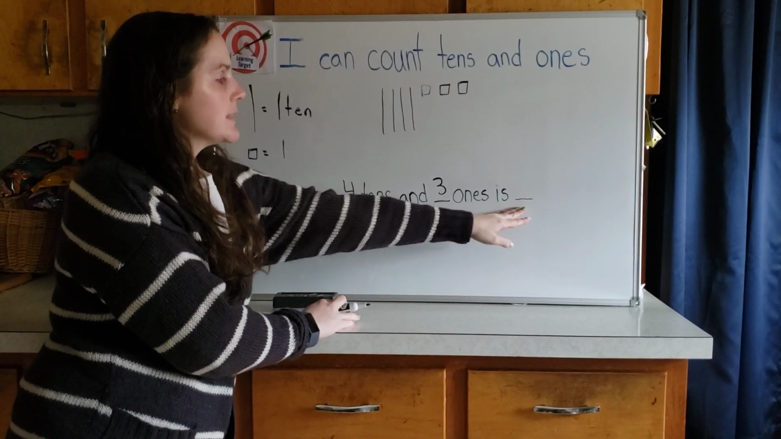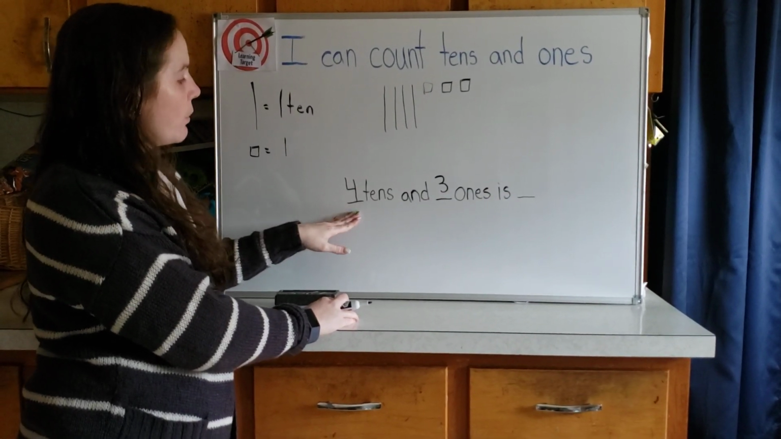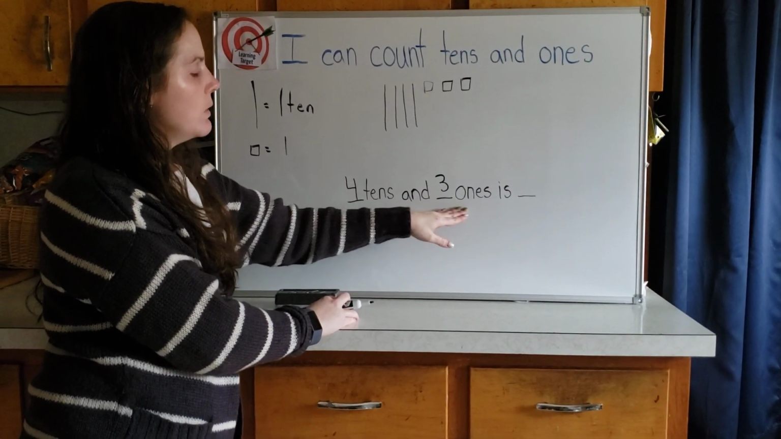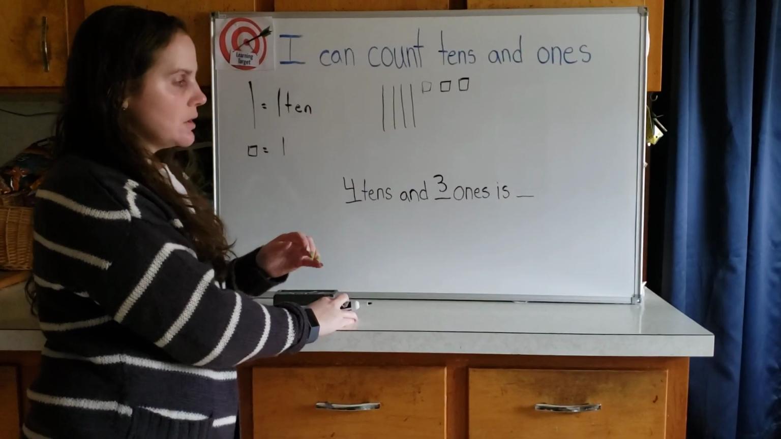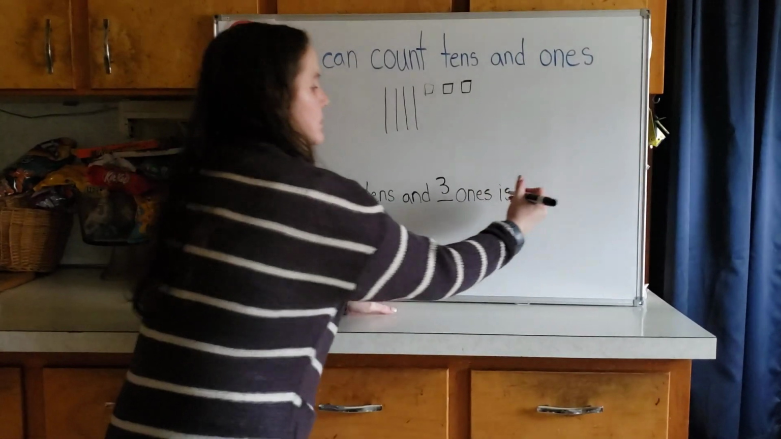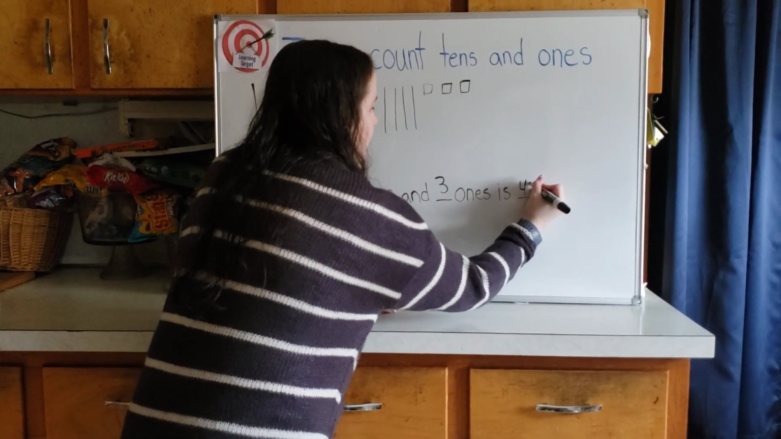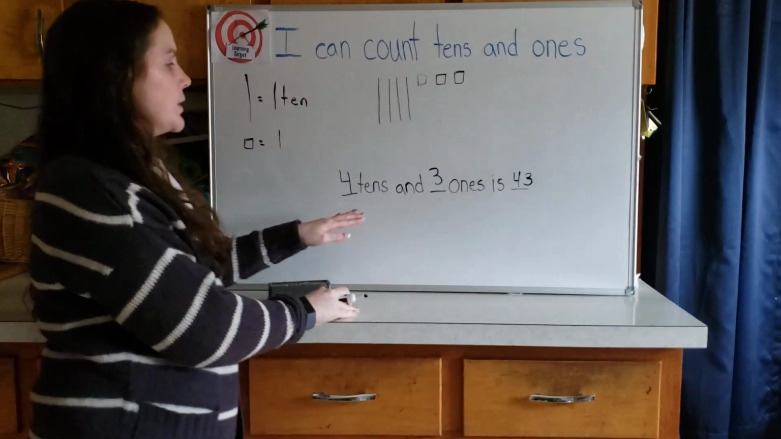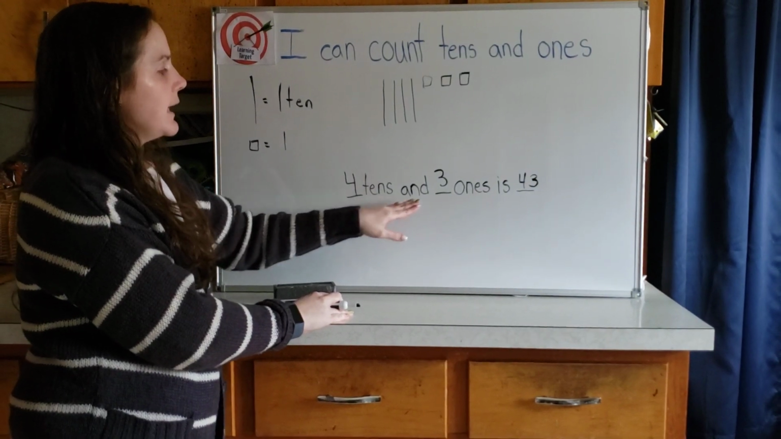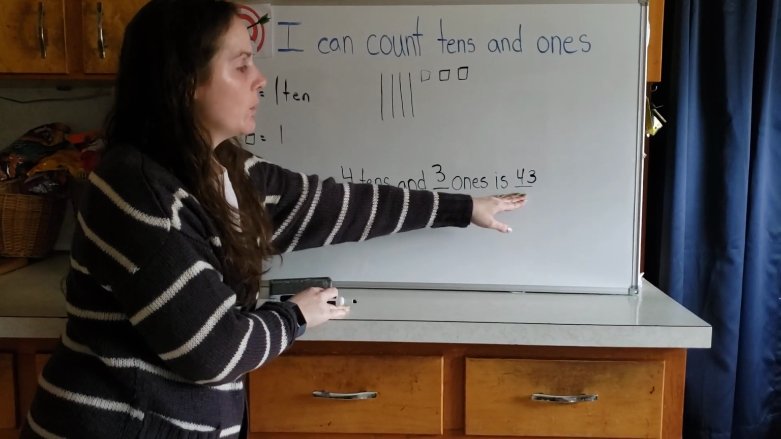Now I have to fill in this last blank. So I have 4 tens and 3 ones is. To solve this, I take my tens, which is my 4, and I take my ones, which is my 3, and I think the answer is 43. 4 tens and 3 ones is 43.